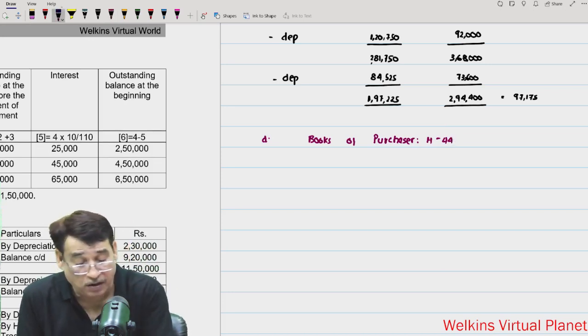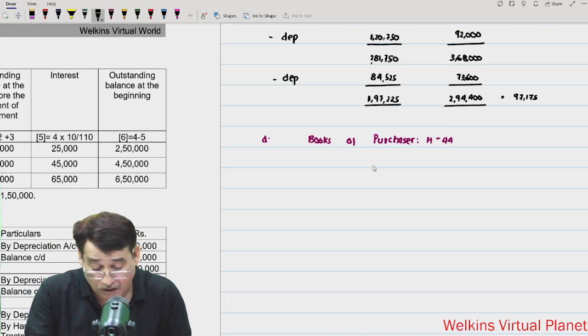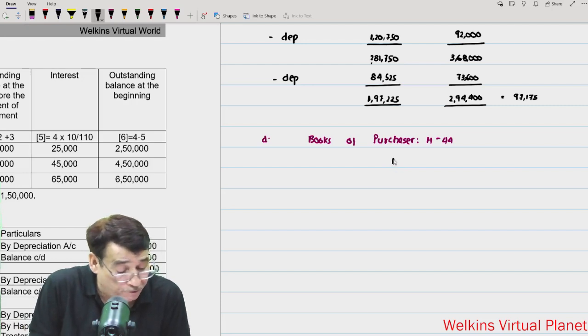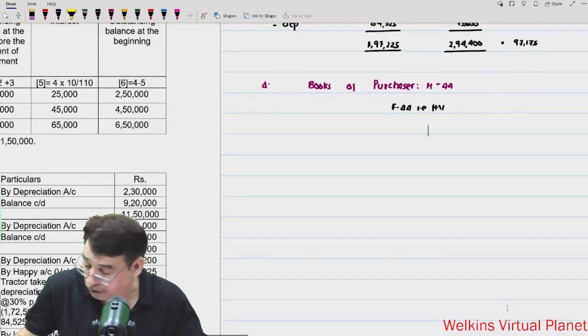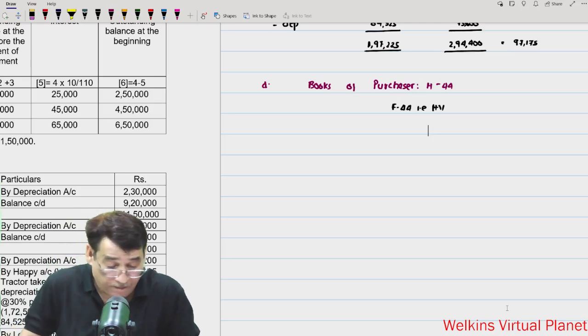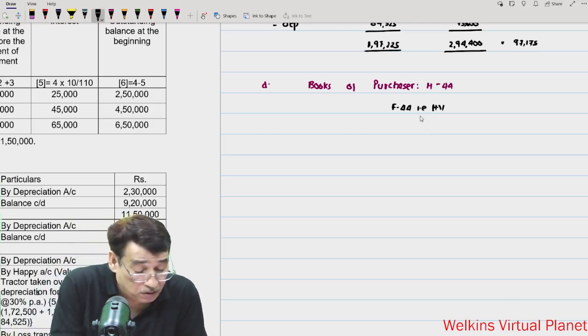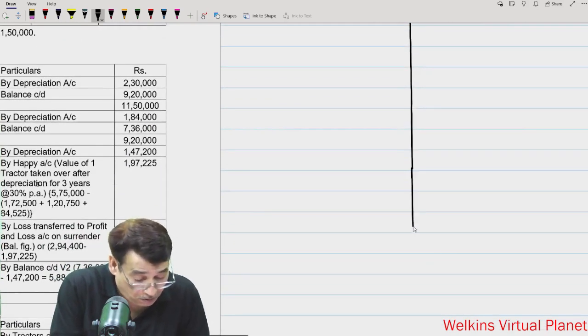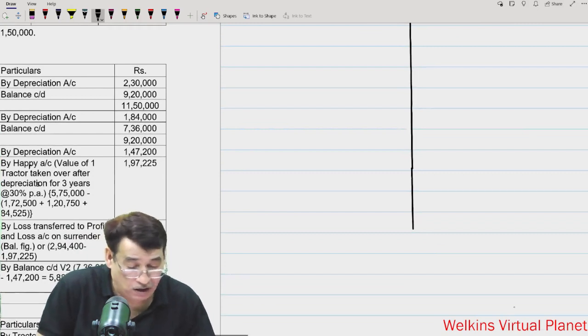Now, as far as purchaser is concerned, the purchaser is going to prepare one tractor account and then he is going to prepare hire vendor account. First, I will prepare the F44 account, that is hire vendor account. Name of the hire vendor is actually F44. In order to prepare this particular account, I will need scale, not space. Okay, first we'll finish up this particular account and then I will prepare tractor account.